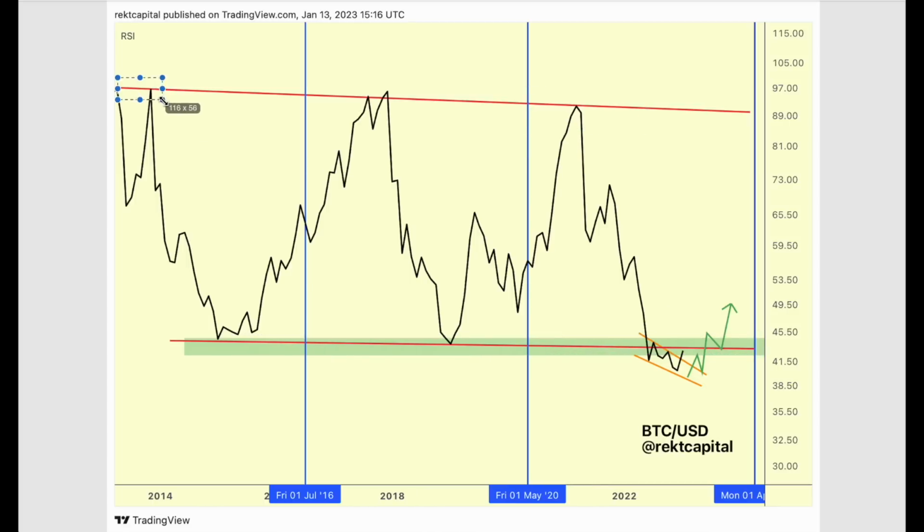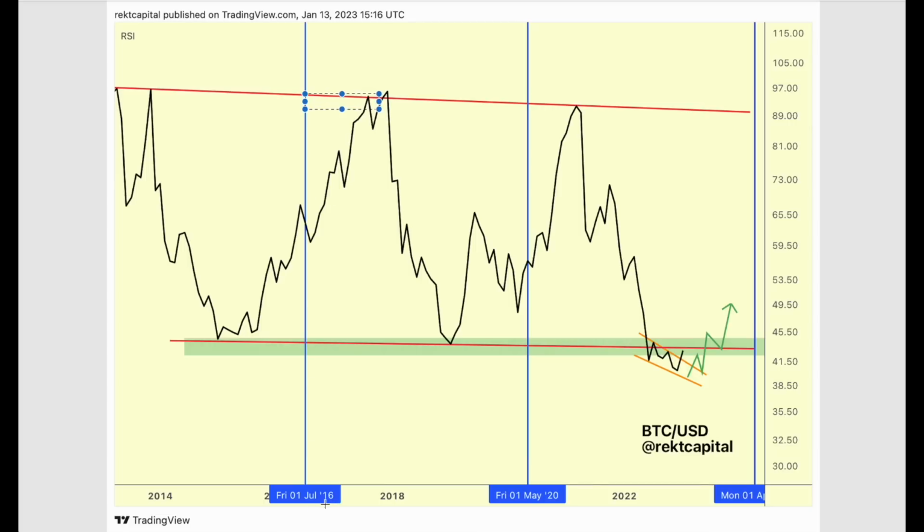So bull market peaks occur at these regions around the 90 overbought RSI at this red trend line. So we're probably going to see the next bull market peak occur probably somewhere around this region, maybe the 85 RSI, depending on how acutely slanting this trend line is going to be in the future after the halving event. But that's going to be a ways away. We can see that just by measuring this distance.